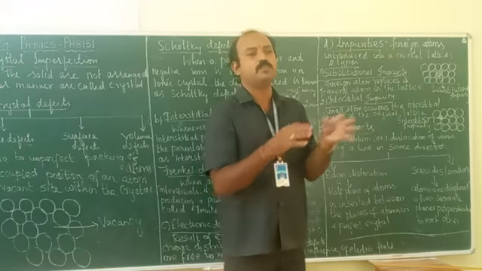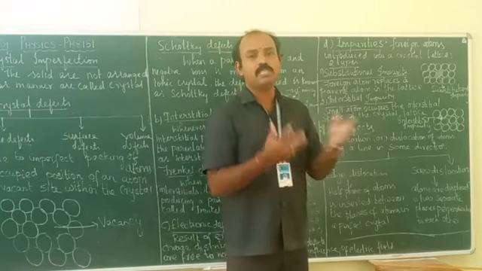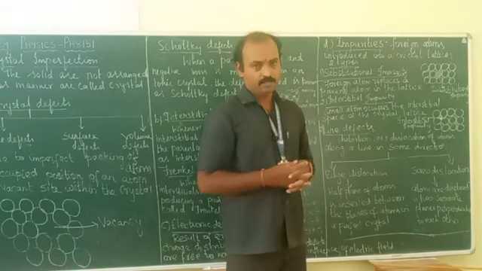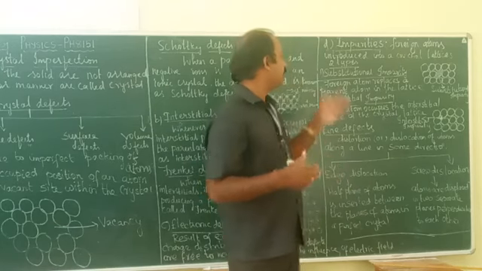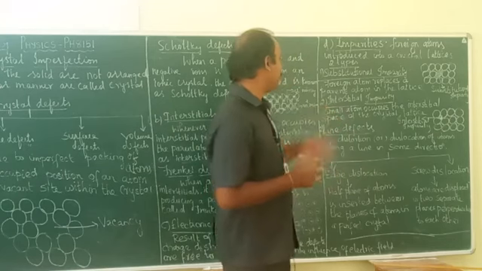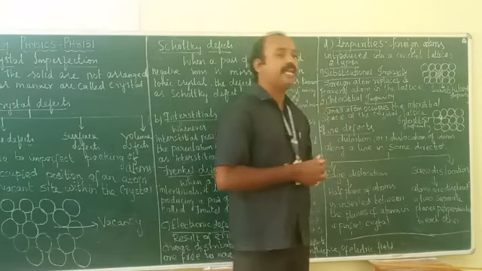Some other atom, whose nature is going to change, whose chemical and physical properties are going to change because of this addition. So that is actually two types: substitutional and interstitial impurities. Now we move to the second category, that is line defect.